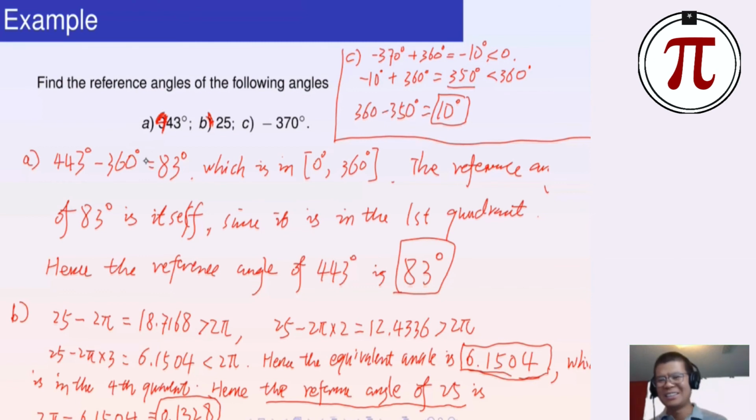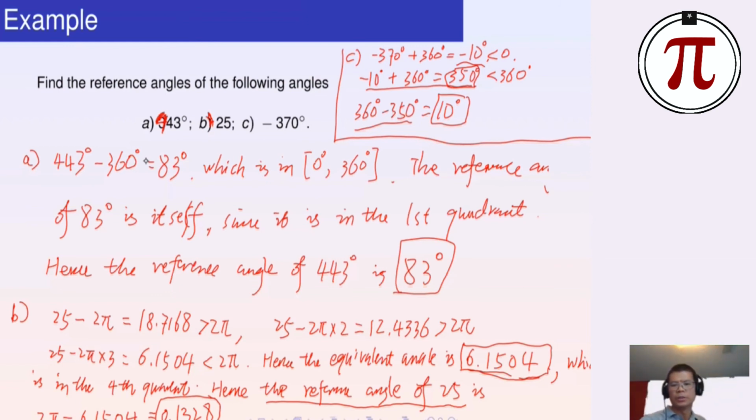This is what I did right here. Because negative 70 is less than 0, I need to add 360. Now I got negative 10. It's still less than 0, so I need to add another 360. So I got 350 now. 350 is between 0 and 360, and it is in the fourth quadrant, so the reference angle is 360 minus 350, that is 10. Of course, I skipped some expressions here, but you should know the logic of how we got there.